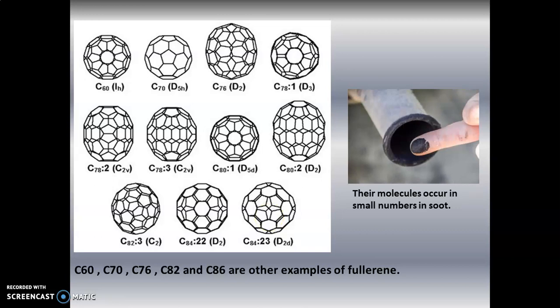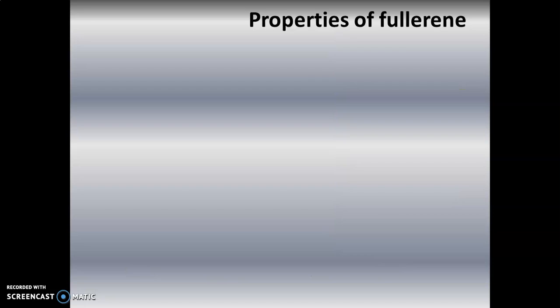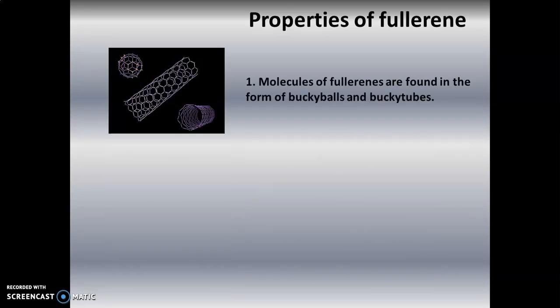Their molecules occur in small amounts in soot. Okay, so we have the exhaust pipe in our vehicles. If you touch the inside part, please touch it when it is cold, otherwise you will burn your finger. Then you will get these black colored particles which we call soot, and fullerene occurs in the soot. Now coming to properties.